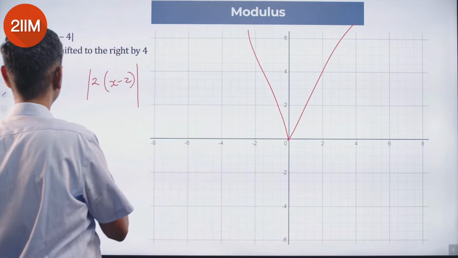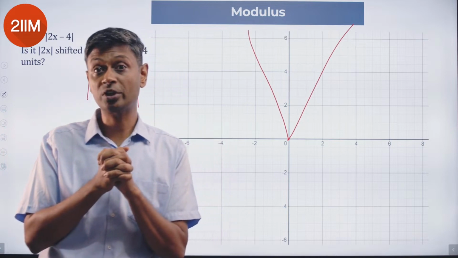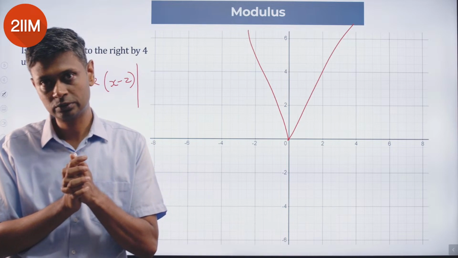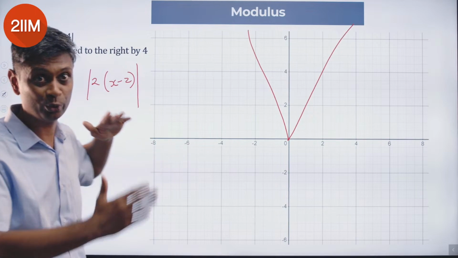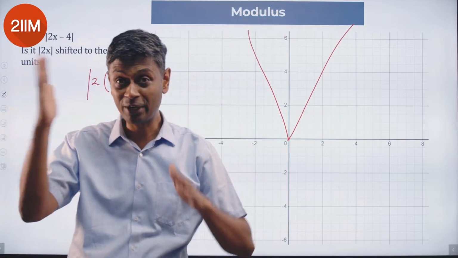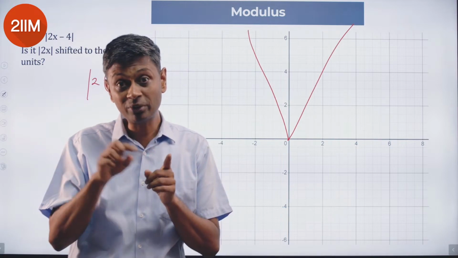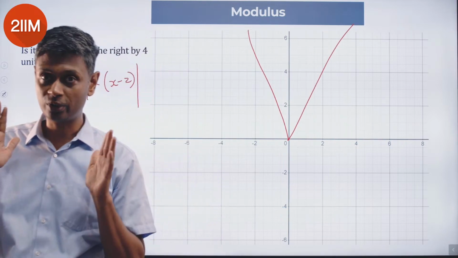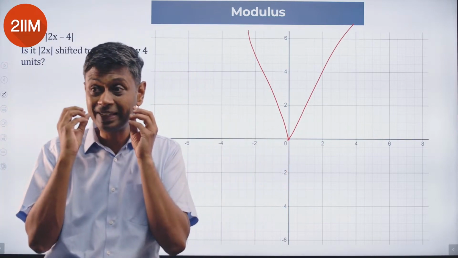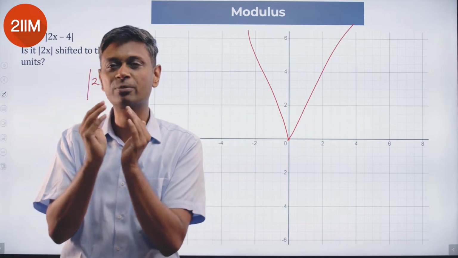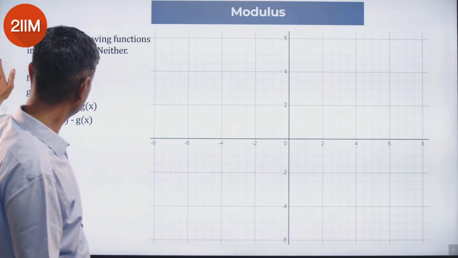If you are thinking of modulus of 2x minus 4, that's different from modulus of 2 times x minus 4. Modulus of 2x minus 4 is shifted to the right by 2 units. So this is modulus of 2 times x minus 2, shifted to the right by 2 units, not 4. What am I replacing x with? Instead of x, I put x minus 2. I shift to the right by 2 units. Lovely. Let's complicate this whole thing a little bit more.